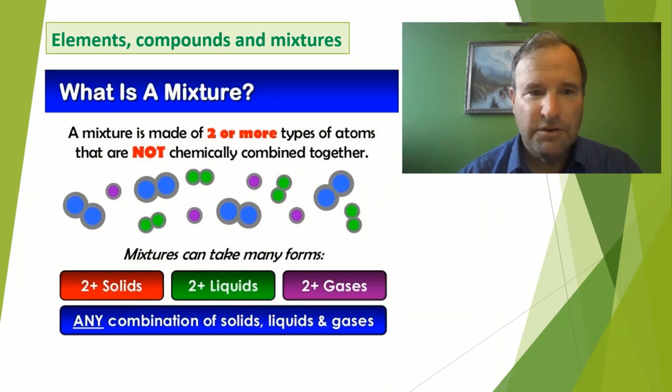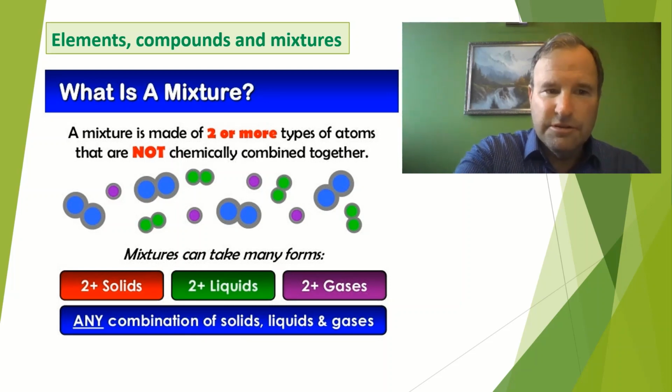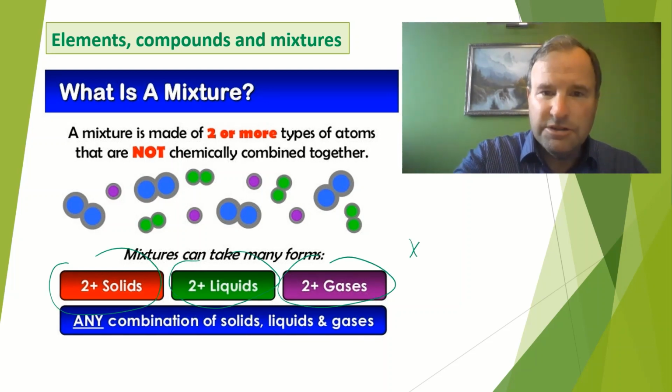Here's a definition to cover all the different states. It could be 2 or more types of atoms that are not chemically combined together. Remember, you can have 2 solids, 2 liquids or 2 gases, or any combination of those. And that is a mixture.